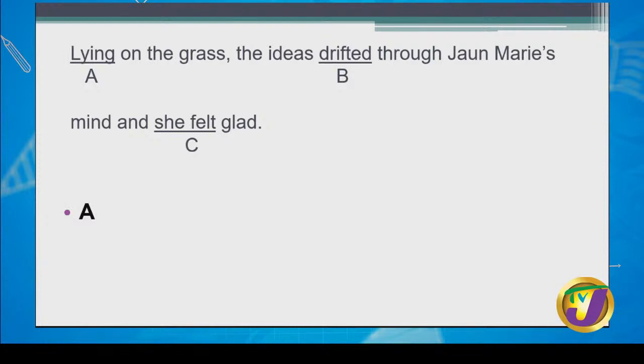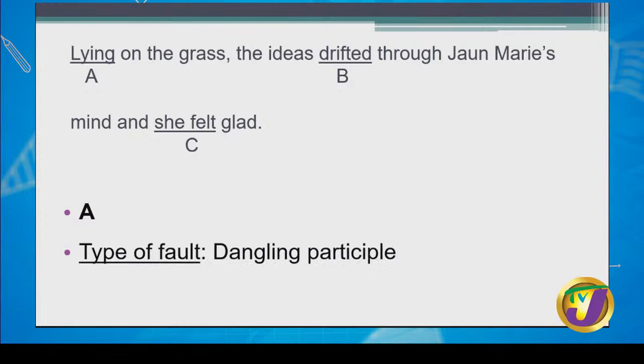through Jean-Marie's mind. Because who's lying on the grass, by the way? Are the ideas lying on the grass? We don't know. It's just hanging there. So it's what you call a dangling participle. It doesn't connect with anything directly. So we have no clue who is lying on the grass. We just have to guess who is lying on the grass. So you should not start your sentence like that. And it's a common error many people make.